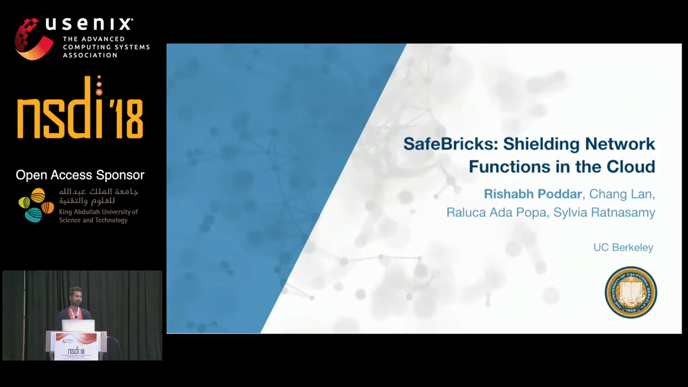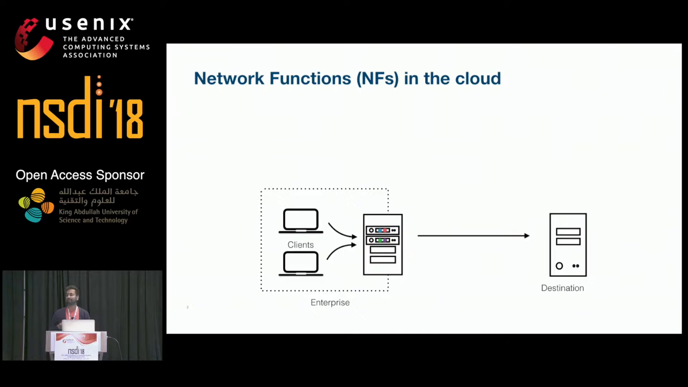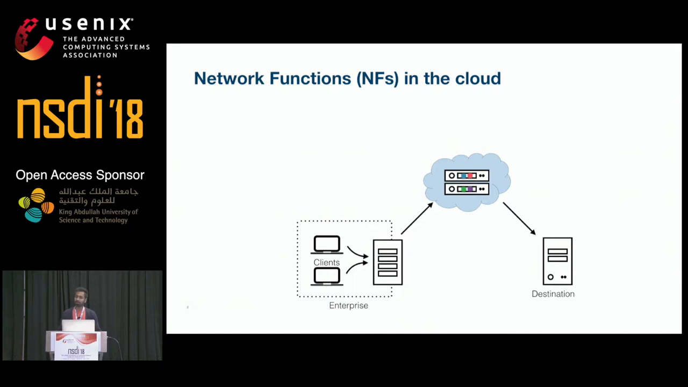So traditionally, client enterprises have managed their own middlebox devices: firewalls, load balancers, IDS boxes. But the advent of NFV has allowed them to avail the benefits of cloud computing and outsource NF processing from their networks to a third-party service running in the cloud. And in such a model, the NF implementations themselves can either be provided by the entity providing the cloud infrastructure, or they could come from the client enterprise itself, or they could be sourced from independent software vendors.